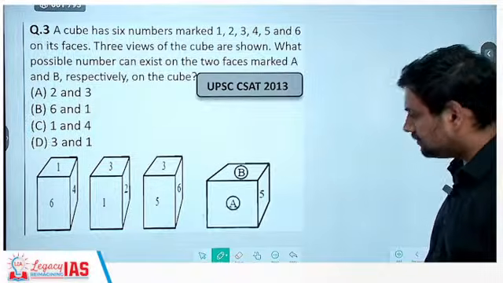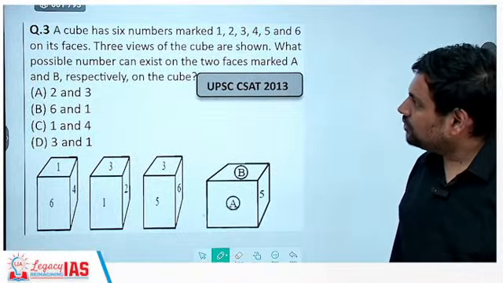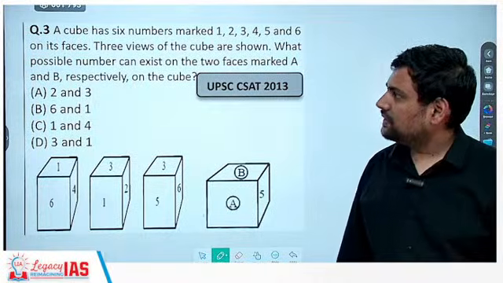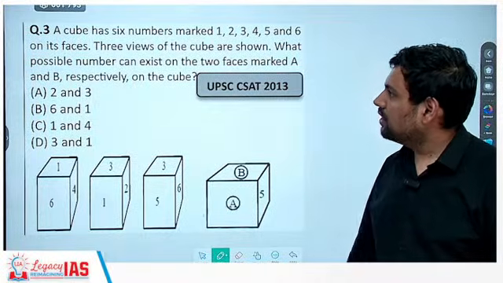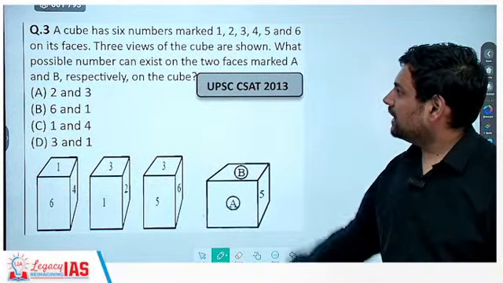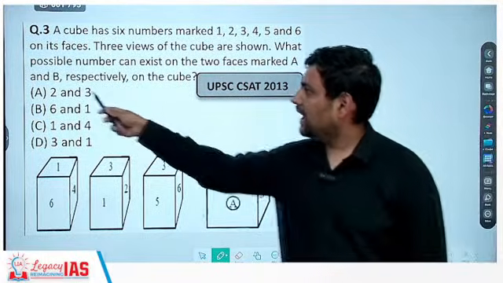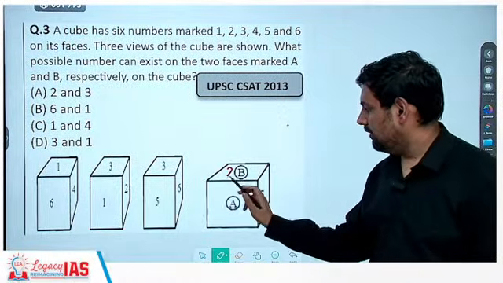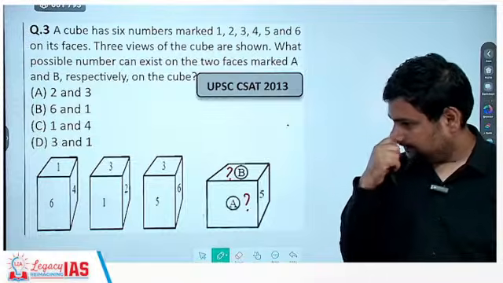Then let's do this. It says a cube has 6 numbers marked 1, 2, 3, 4, 5, 6 on its faces. 3 views of the cube are shown. What are the possible numbers that can exist on the two faces marked A and B respectively on this cube? So what are the possible values of A and B?